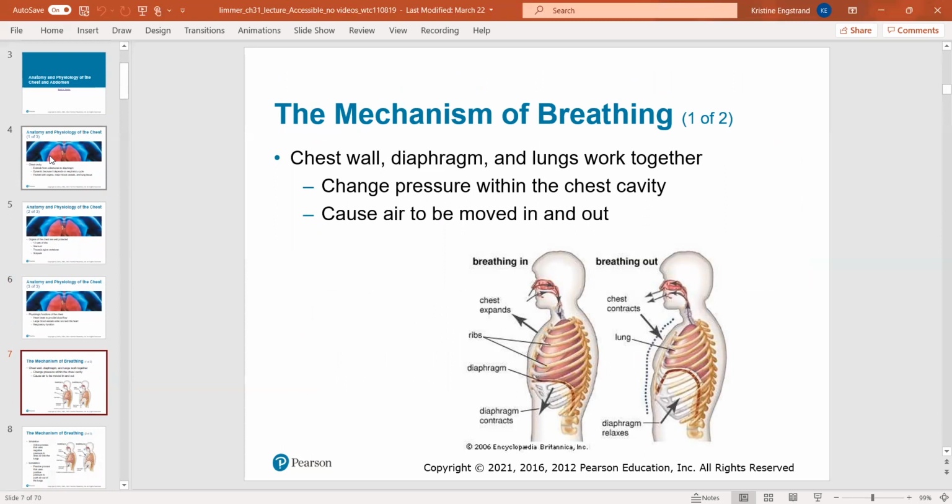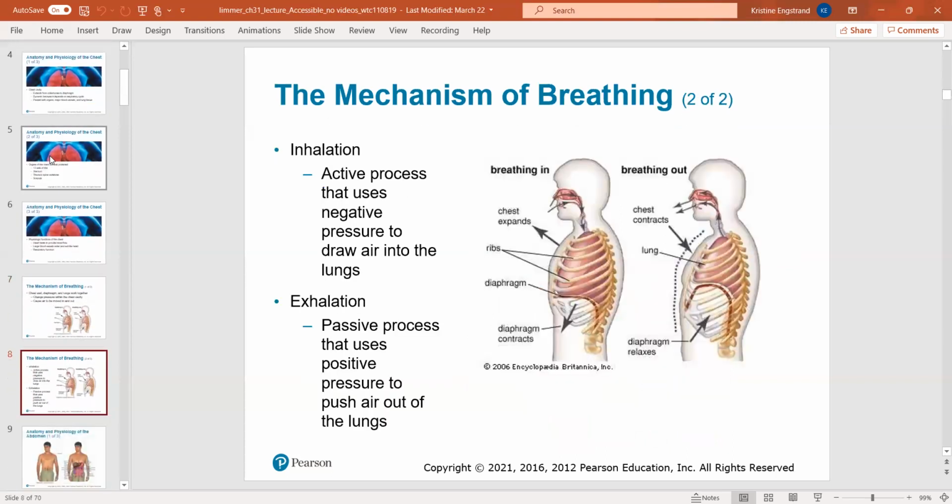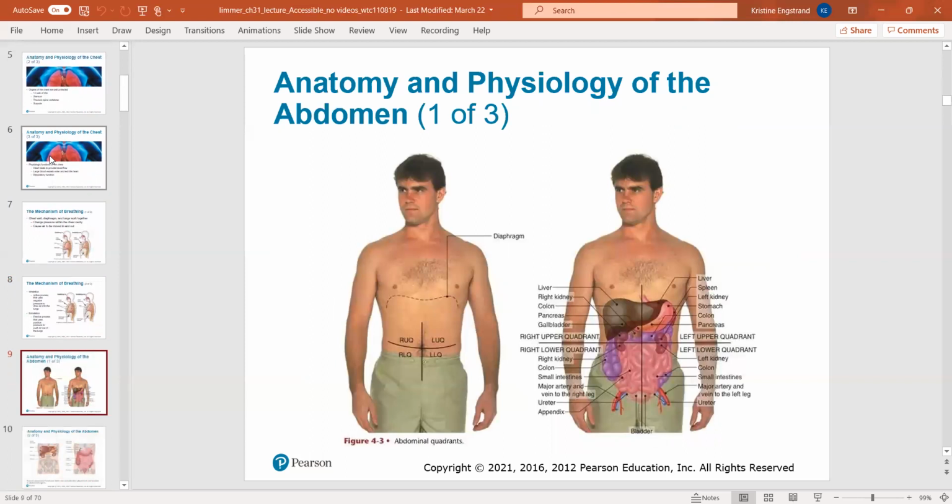All right. When we take a breath in, the chest expands, the diaphragm contracts, pulls that really good oxygenated air in. And when we breathe out, the chest contracts, the diaphragm relaxes. Breathing in, active process, breathing out, passive process. Active inhalation remembers the negative pressure coming in, positive pressure to have that breath out.